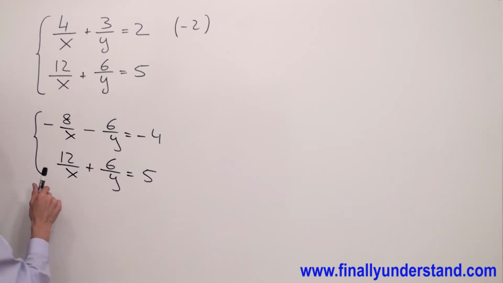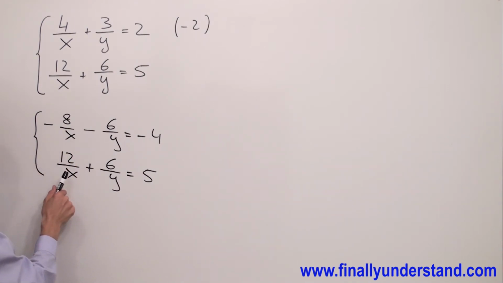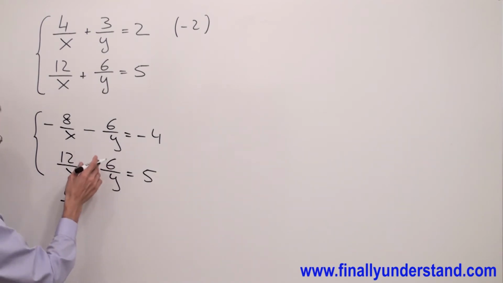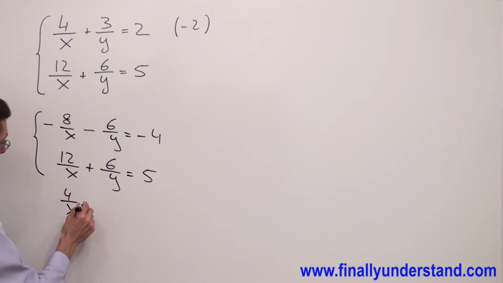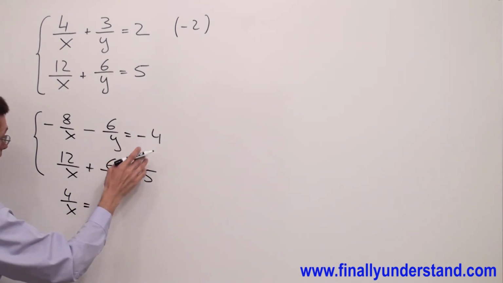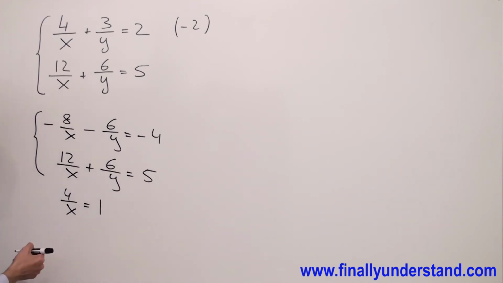So I have -8 over x plus 12 over x. I have two fractions with the same denominator, so this is equal to 4 over x. And these two terms are going to cancel each other. And this is going to be equal to -4 plus 5, which gives me 1. And I got 4 over x is equal to 1.